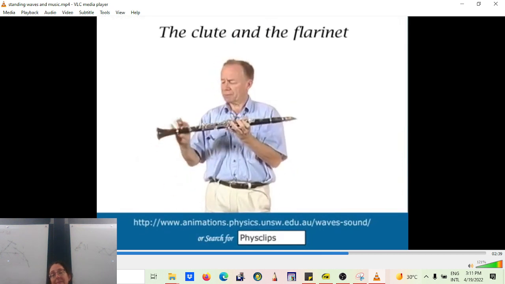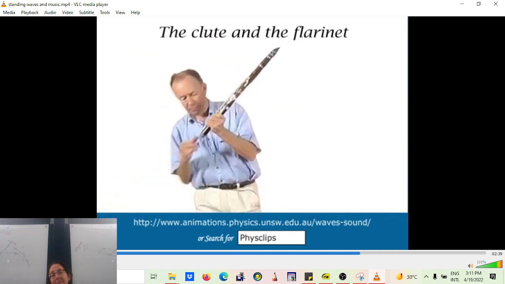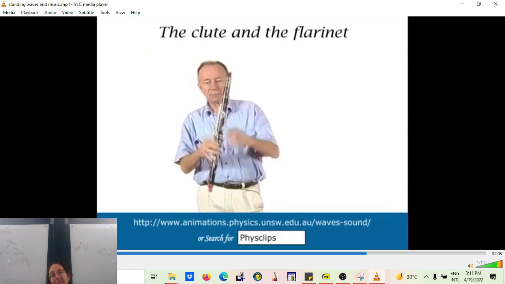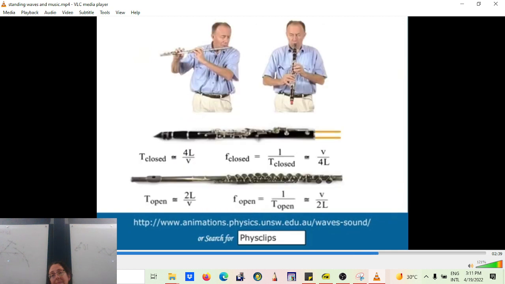Because of the bell and the flare, the clarinet's not cylindrical. So let's replace them. Let's compare the lowest notes of the flute and the cylindrical clarinet. And the flute has the whole harmonic series. So which one has the highest frequency, the flute or the clarinet?